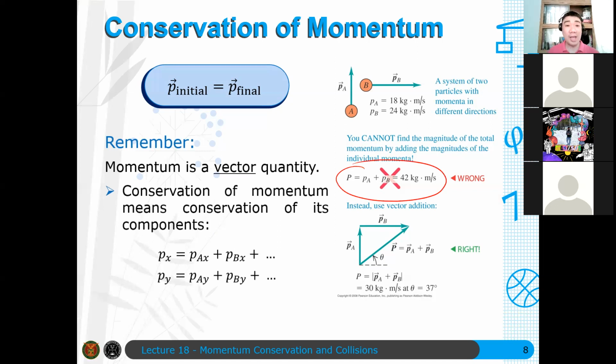Okay? So for this lecture, we will only consider one-dimensional collisions. Then tomorrow or next time, we will be discussing 2D collisions. Doon natin pag-uusapan how we extend our calculations to two dimensions. Doon na magiging masaya yung mga problems. Pero masaya pa rin naman yung mga problems ngayon. Okay? Questions?